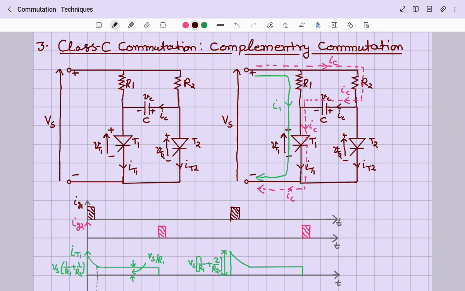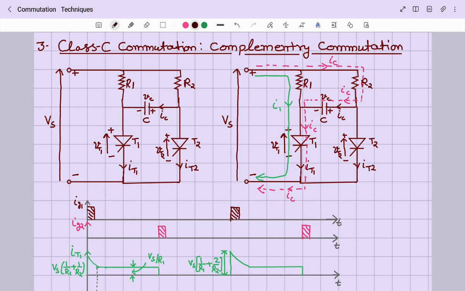Now the next commutation technique is class C commutation, which is known as the complementary commutation. The circuit for this is shown here. The first circuit, where you can see there are two thyristors T1 and T2. These two thyristors T1 and T2 operate in complementary fashion. Means once you want to turn off thyristor T1, you have to trigger thyristor T2, and when you want to turn off thyristor T2, you have to trigger thyristor T1, right?